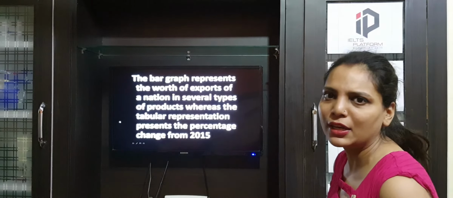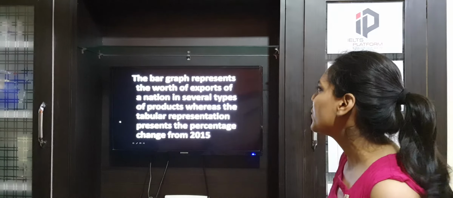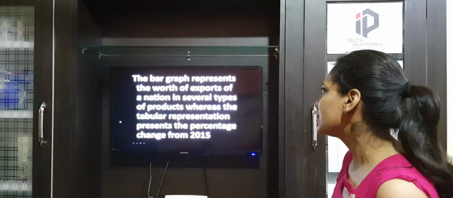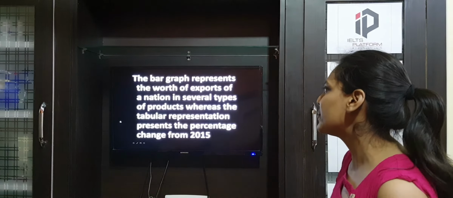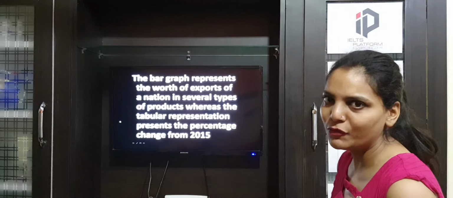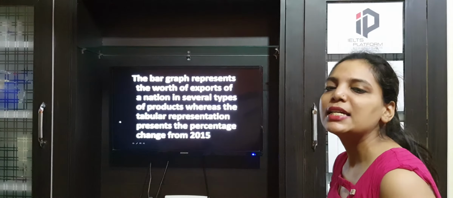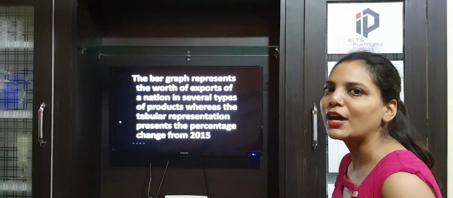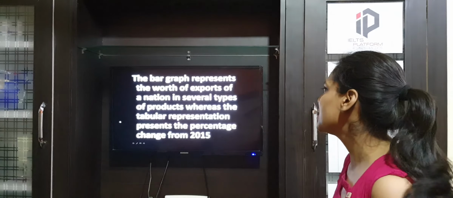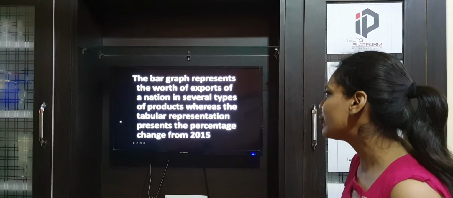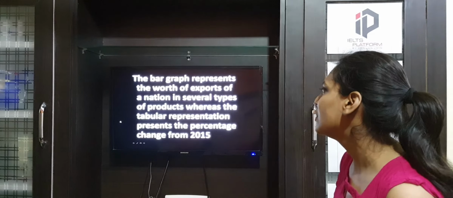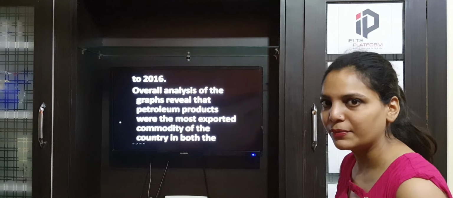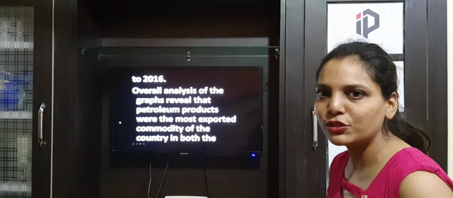In several types, they have written various categories. What have I written for that? Several types of products. Whereas for the tabular representation, they have written the table. What have we written for table? The tabular representation presents. Again, for "shows" I have written the word "presents" the percentage change from 2015 to 2016. Okay. This is all with your introduction.